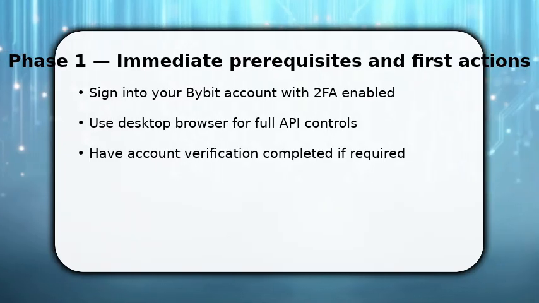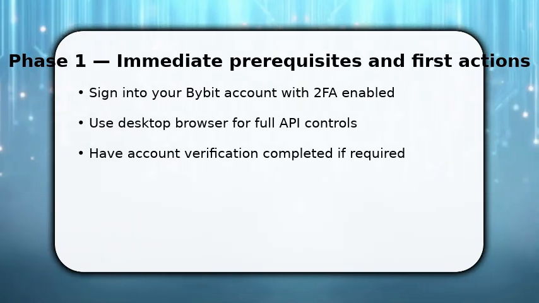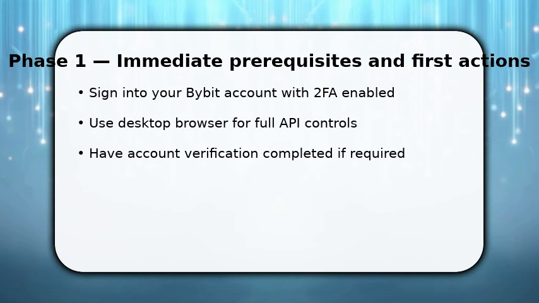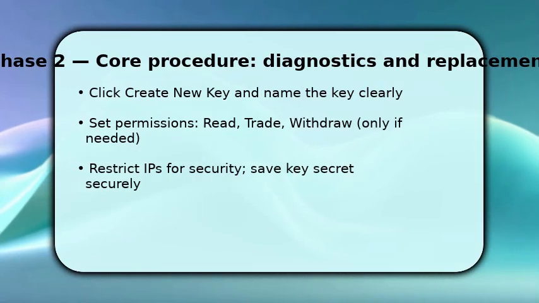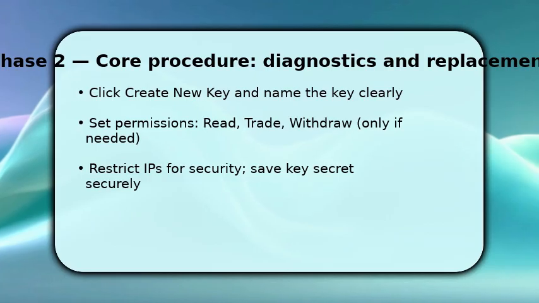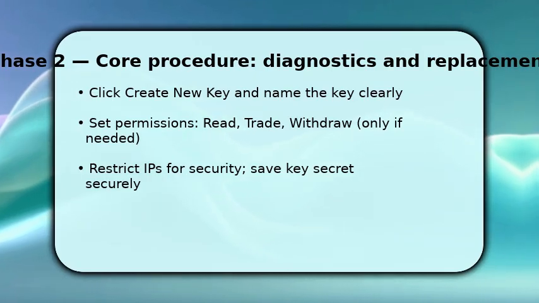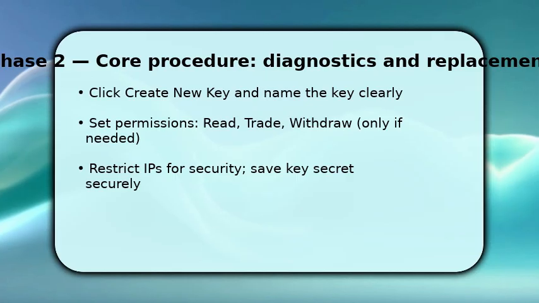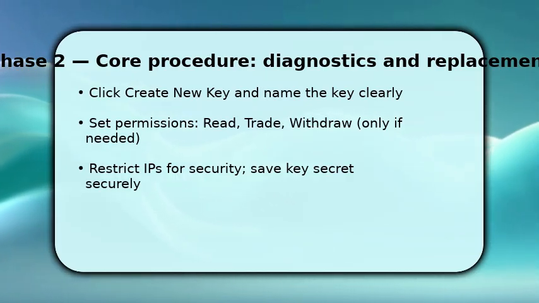Now that you're at API Management, you're ready to create a new key and define its permissions. You click Create New Key and give it a descriptive name so you can identify it later. Then choose Permissions, enable read for data, trade if bots will place orders, and avoid withdraw unless absolutely necessary. Once done, restrict access by whitelisting your server IPs.